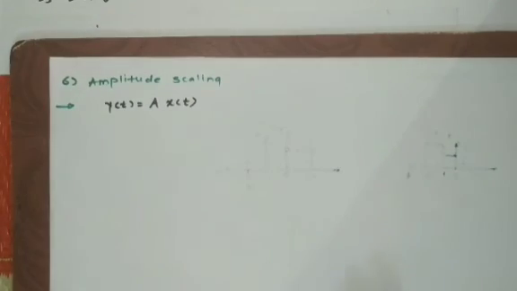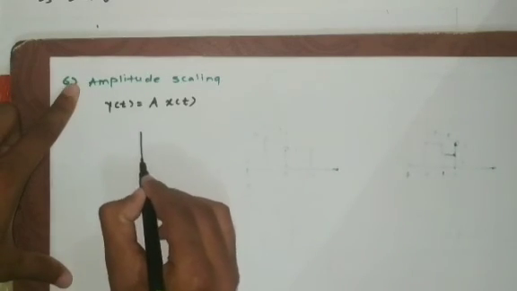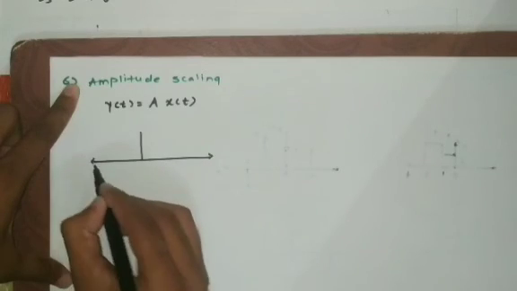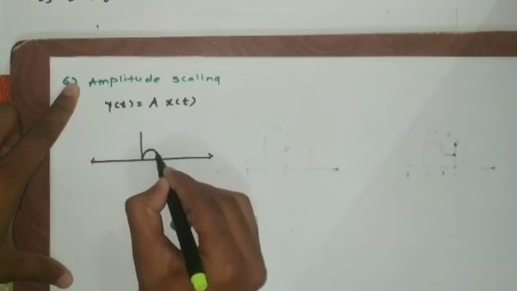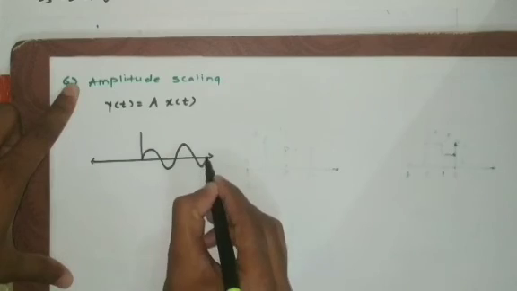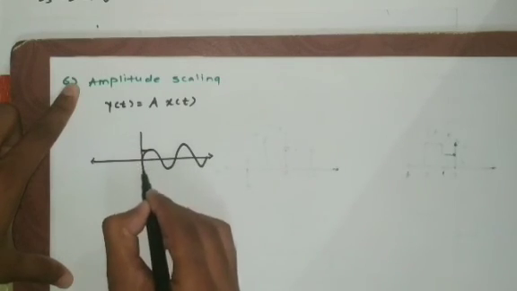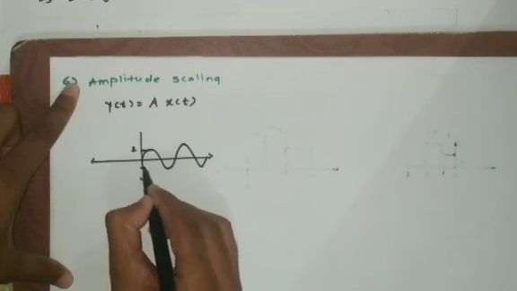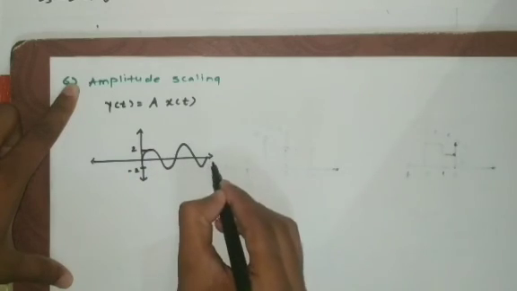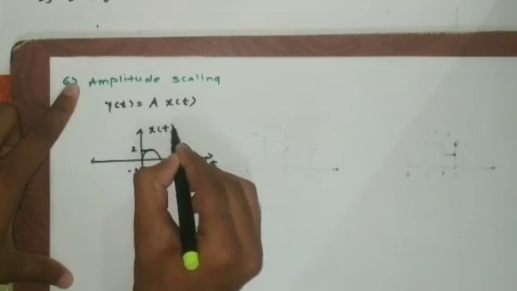In time scaling, what did we do? We have expanded or compressed the signal. In case of amplitude scaling, the amplitude will increase or it can also decrease. Those terms we can again call as amplification or attenuation. Let us see this with one example. Let's suppose we have a sine function. I am assuming only this one. Let's suppose this amplitude is 2, this is minus 2, this is t, and this is x of t.